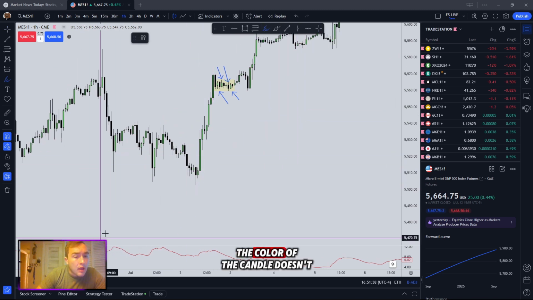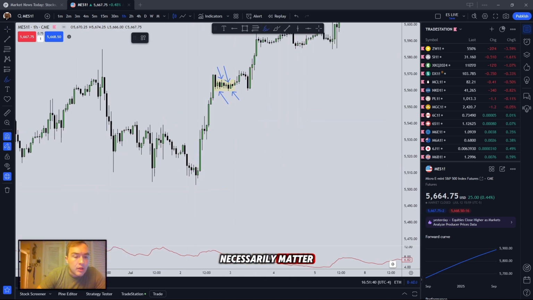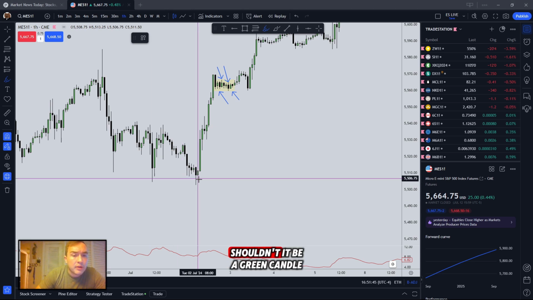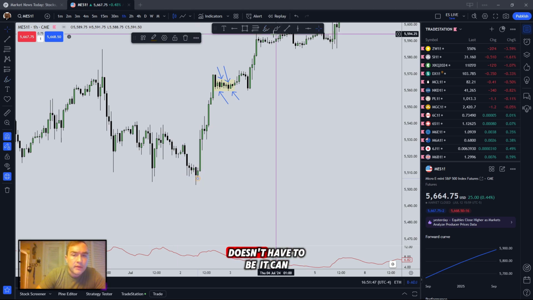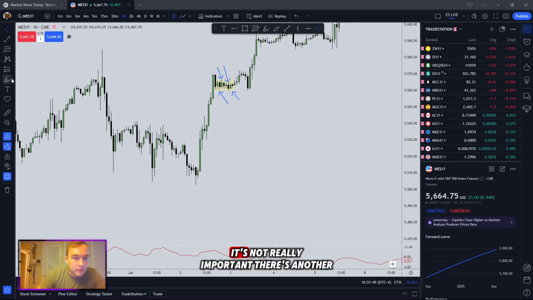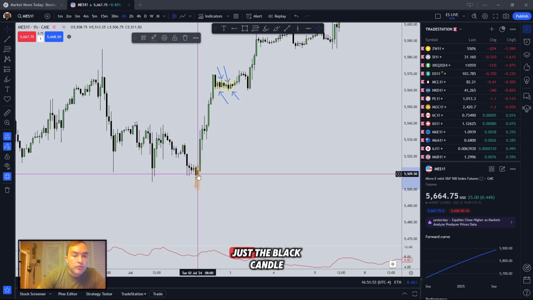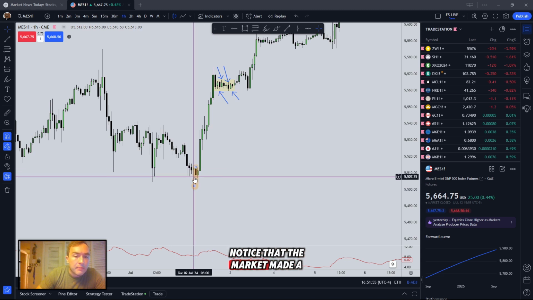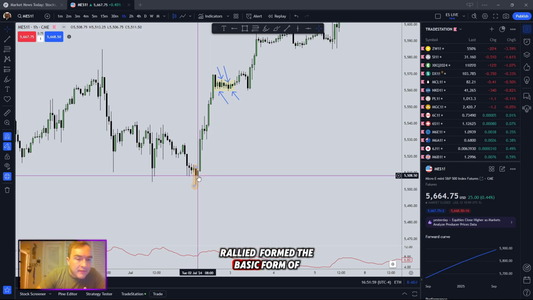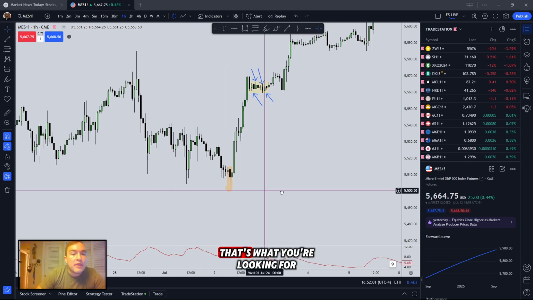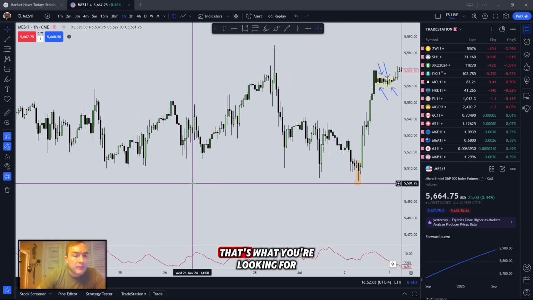And, guys, the color of the candle doesn't necessarily matter. You might be thinking to yourself, well, for a bullish hammer candle, shouldn't it be a green candle? Doesn't have to be, guys. It can be a black candle. It's not really important. There's another example here. Just the black candle. Notice that the market made a new short-term low, rallied, and formed the basic form of a hammer. That's what you're looking for.